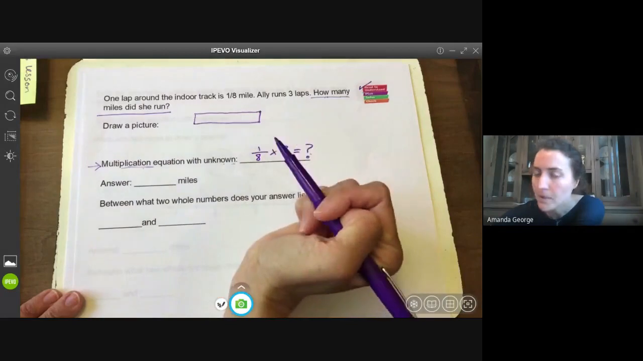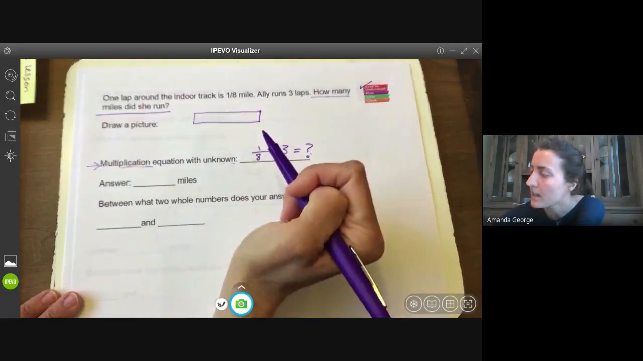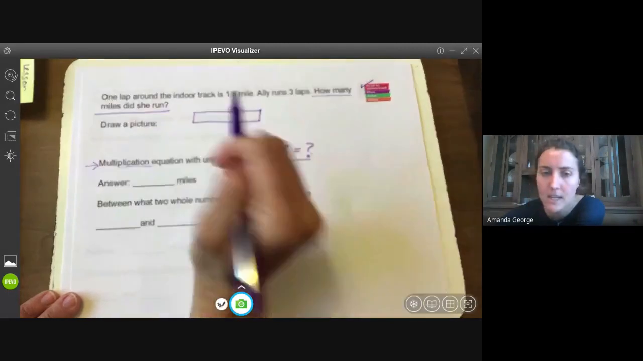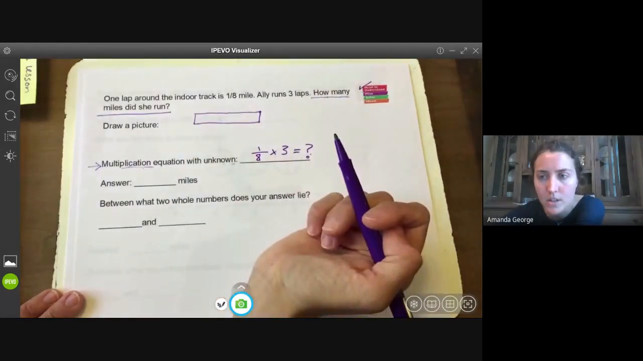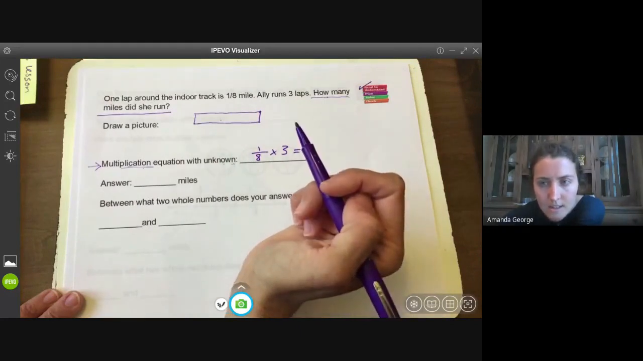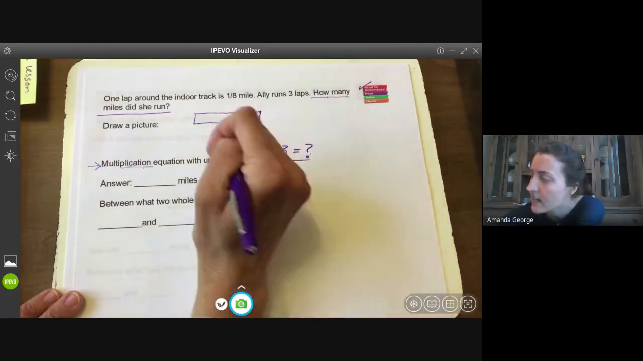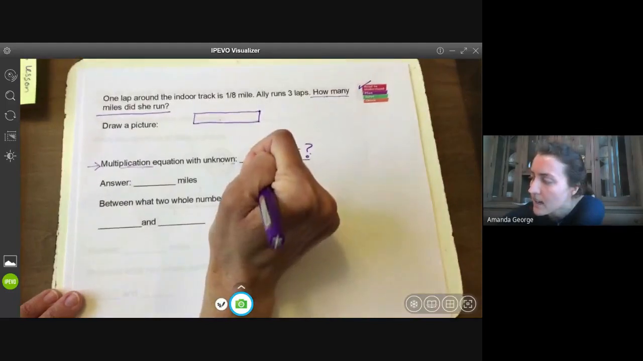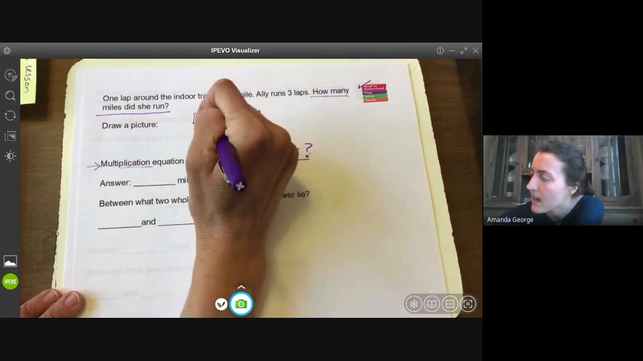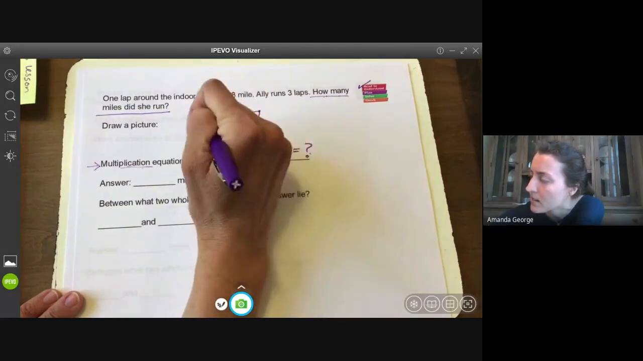And I'm going to split it. If I know that she did 1/8 3 times, hold up on your fingers. How many pieces would I split this into? The denominator, Claire's got it, Cassie's got it, 8, because I had 8 in my denominator. So I'll split this into 8 equal pieces.